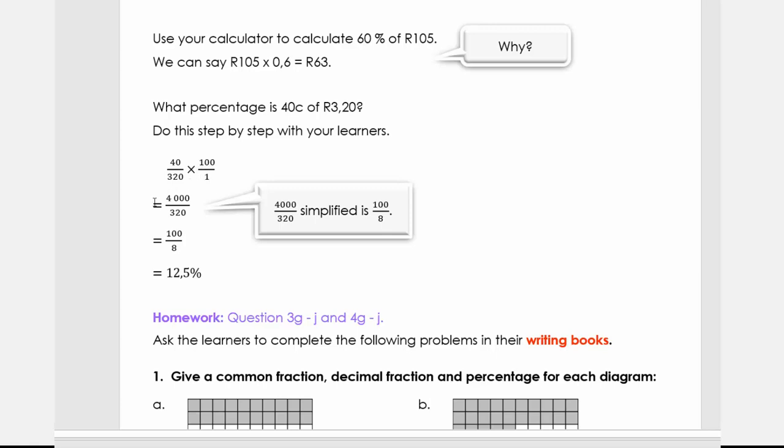So we're going to say 40 times 100 is 4,000 and 320 at the bottom. Then we're going to simplify it. You can on a piece of paper see what can go into 4,000 and also 320. We can see that 40 can go into both of them. You can maybe do it on a piece of paper where you do trial and error. Then we got 100 divided by 8, and that will give us 12,5. You can calculate the answer with a calculator, or you can work it out.